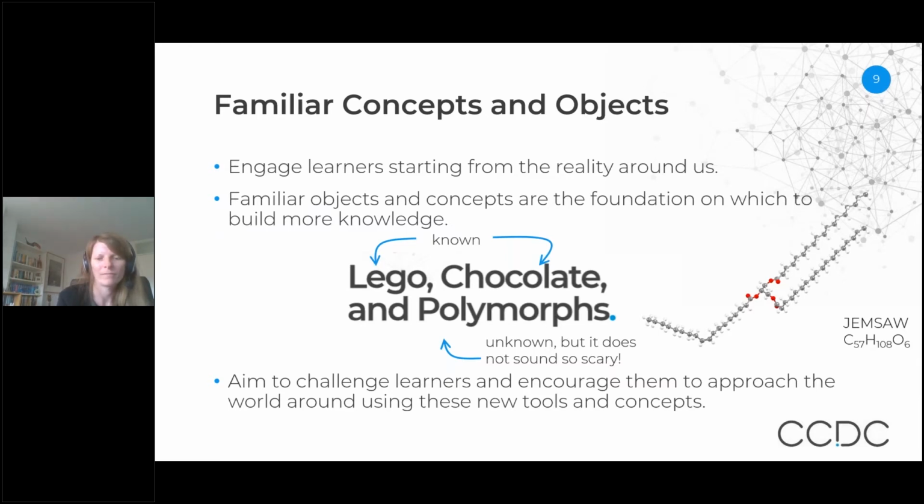And also in the hands-on activity, we use Lego, for example, to explain different polymorphic forms, and we do the example of chocolate, which is quite a relatable experience to have tried a not so good chocolate bar. But also on top of making the learning more fun and interactive, using familiar concepts and objects enables students and learners to approach the world around them with new tools and concepts.